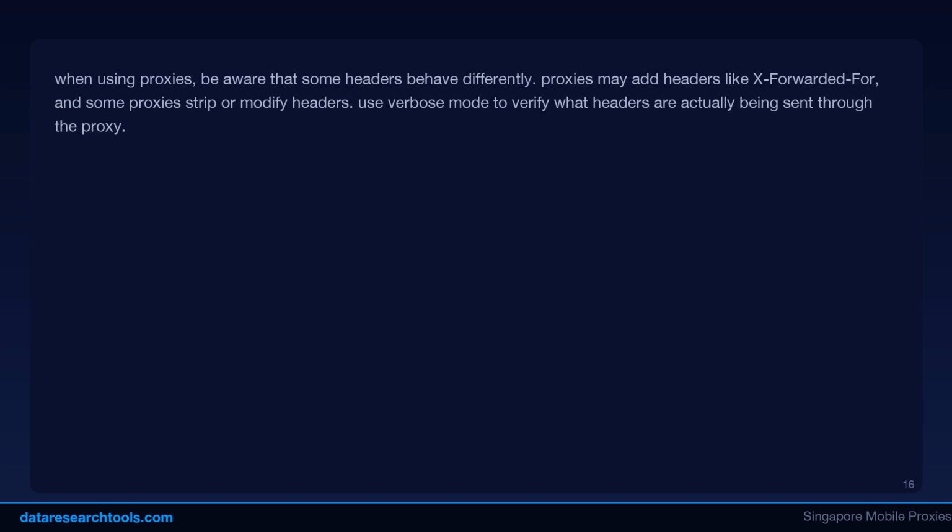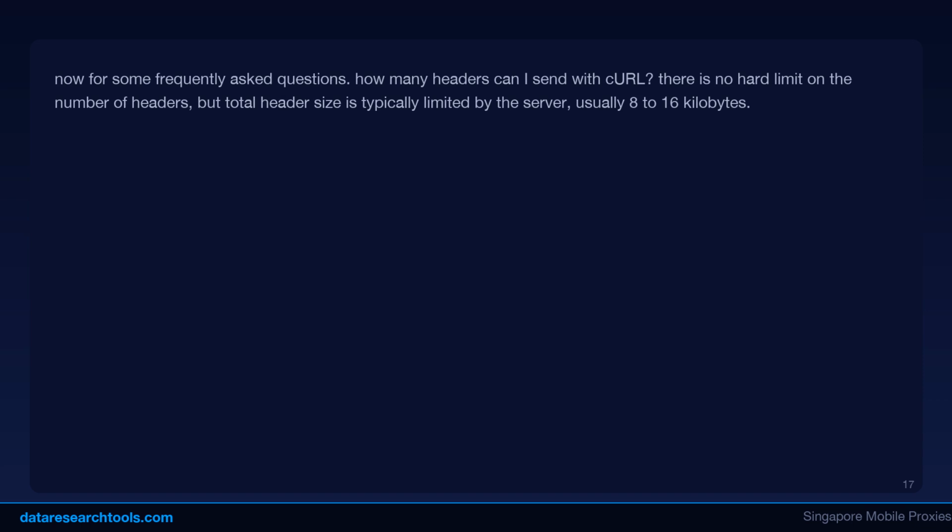Now for some frequently asked questions. What is the most important cURL header for web scraping? User agent is the most critical header. The default cURL user agent is immediately flagged by anti-bot systems. Always set a realistic browser user agent string.